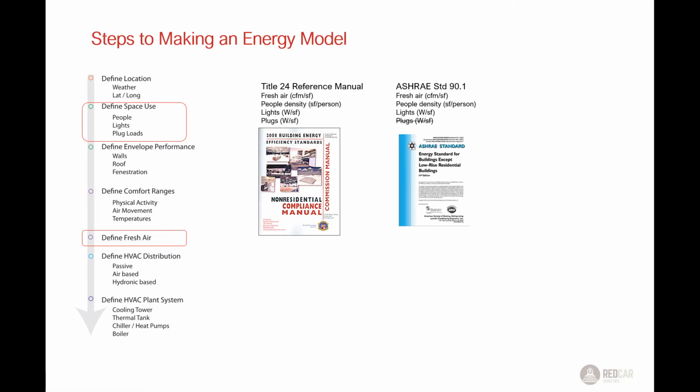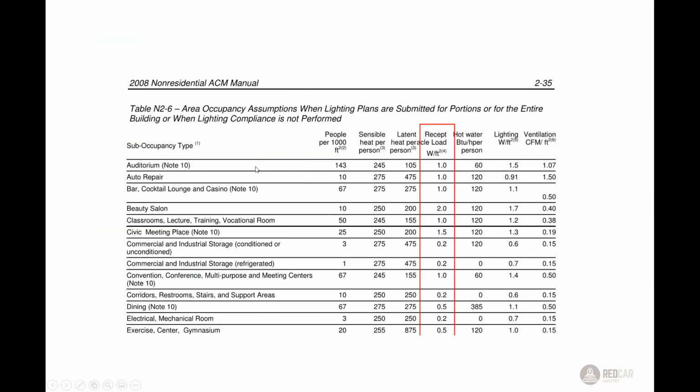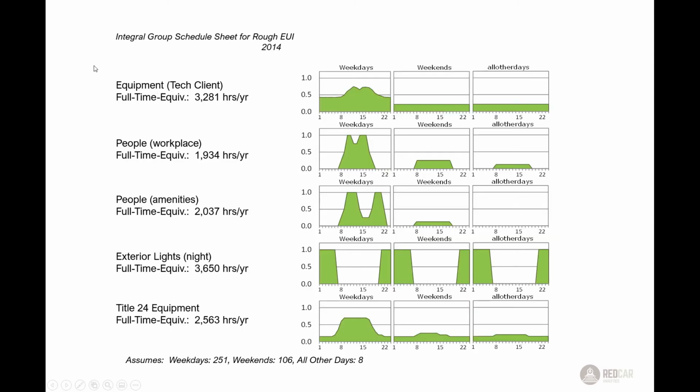So you represent throughout the day. And so to give an example, here's that table. Again, this is an old one from Title 24, but we can see here receptacle loads, different space types, beauty salons, 2 watts a square foot, lots of other inputs. Even domestic hot water is in Title 24, so you can figure out the amount of hot water per person in a building.